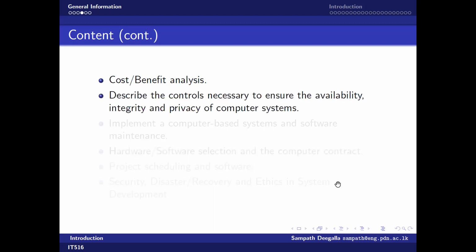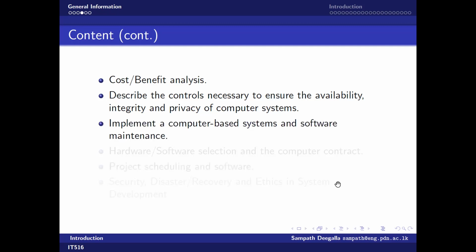And then you are also going to look at how, when you develop an information system, it should be available, right? We have to talk about availability, integrity, as well as privacy. It is very important, especially nowadays, as most of these systems are built on top of cloud-based systems, and privacy is one of the prime concerns.